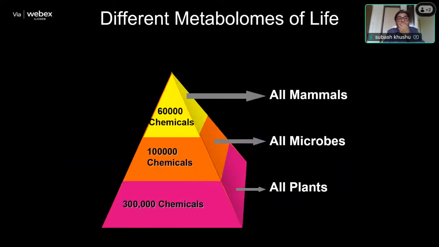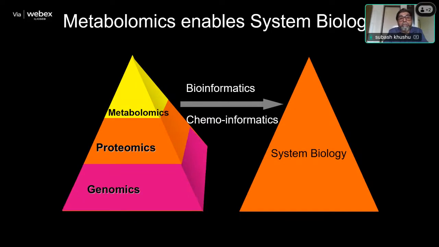And if you look at the different metabolomes of life, you have 60,000 chemicals when you talk about mammals, and when you talk of microbes, you have 100,000 chemicals. But plants are very complex, and you can see 300 chemicals. You can look at these chemicals through the metabolomic approach when you are dealing with plants. So plants are a very complex metabolome, and one can really study them using NMR based metabolomics. Metabolomics, proteomics, and genomics together with bioinformatics and chemoinformatics can enable the study of systems biology and understand the living system in health and disease.